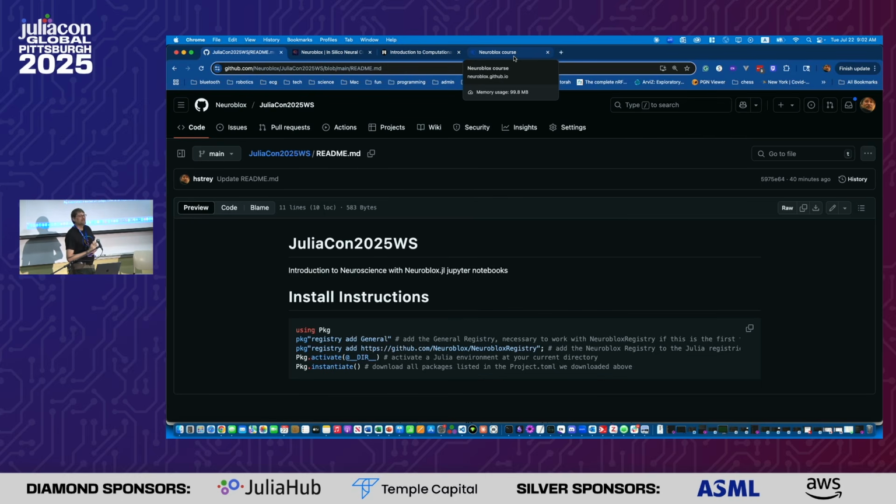So here's the plan. I hope everybody is familiar with GitHub enough that they can download the Jupyter notebooks that we're running. If you want to follow along with the Jupyter notebooks, then you need to do the following. You have to go to GitHub/Neuroblox/JuliaCon 2025 WS, right? Up there. And then you just clone the repository and put it on your computer. Yeah, but I have to repeat that.